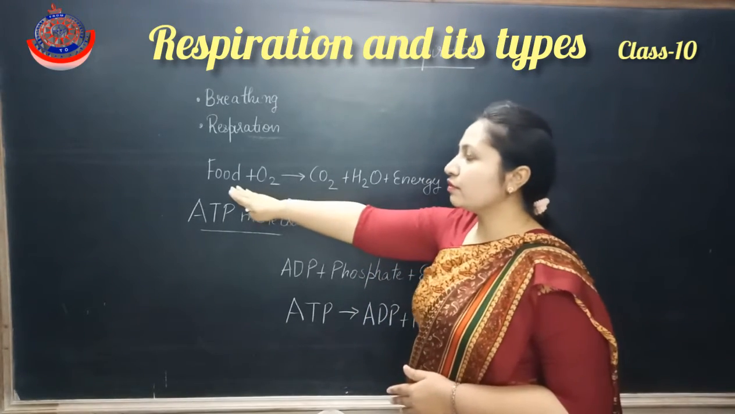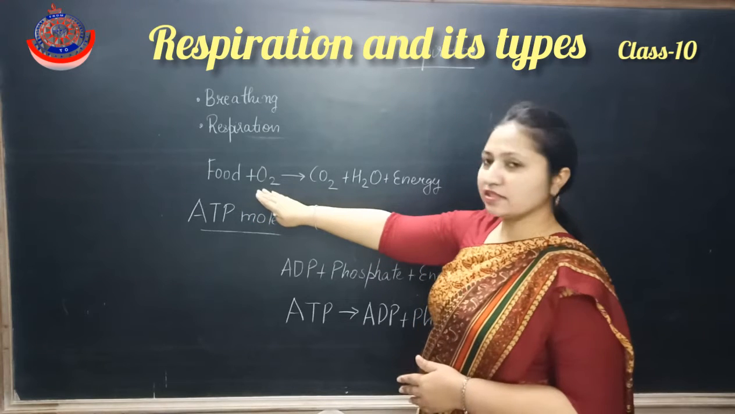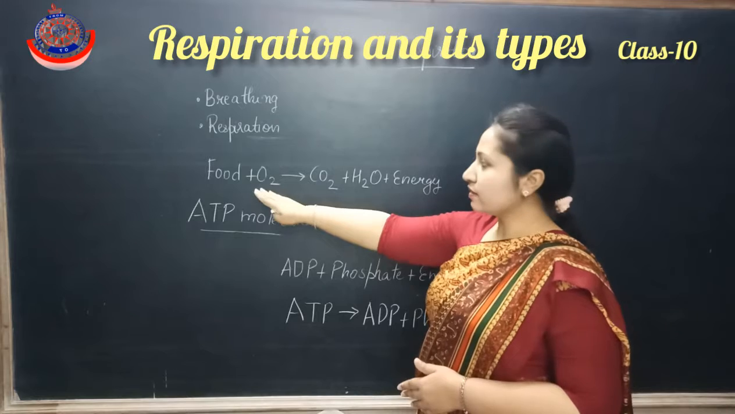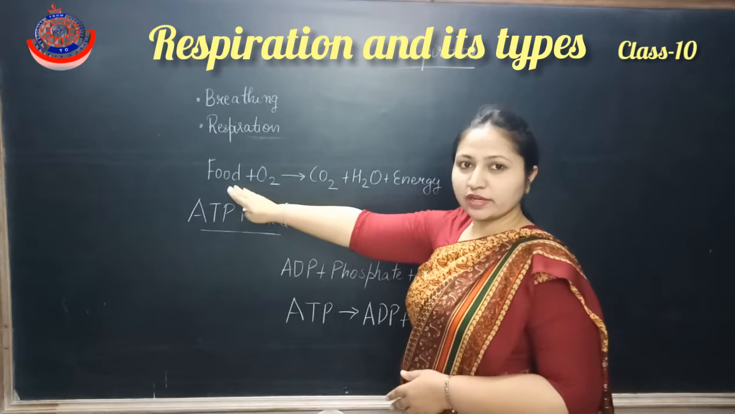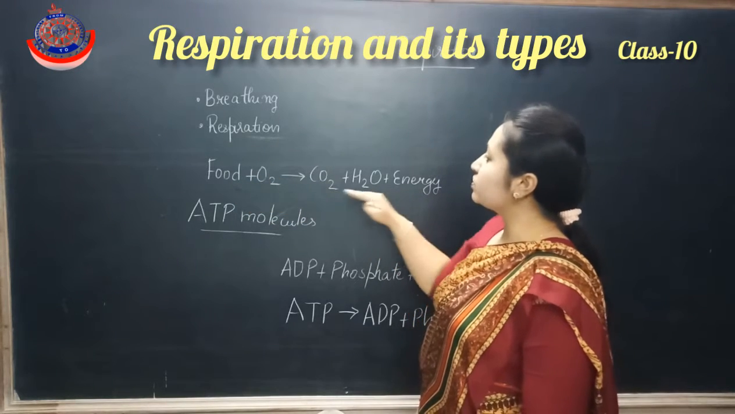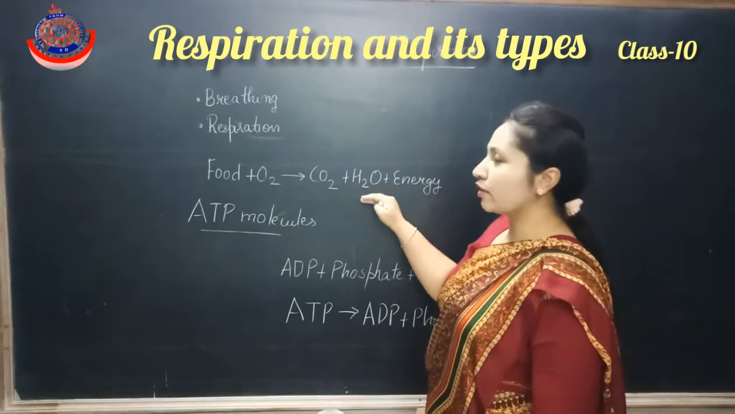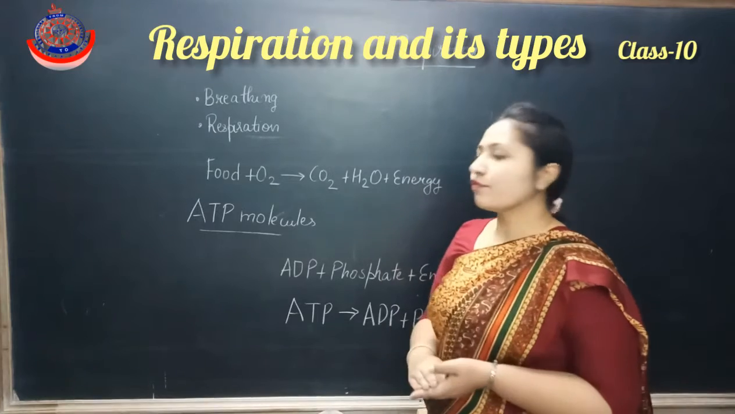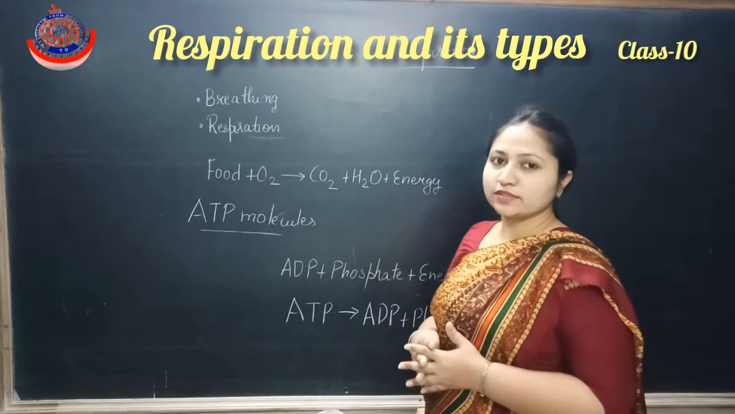In this, food plus oxygen: when the oxygen reaches the cells, the oxidation of the food occurs, and it produces carbon dioxide, water and energy, and this energy is stored in the form of ATP molecules.